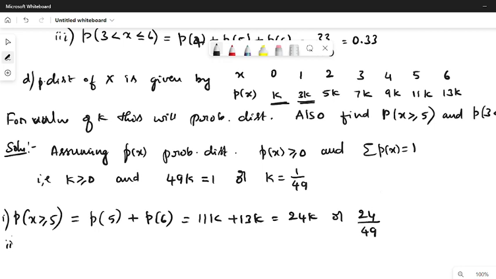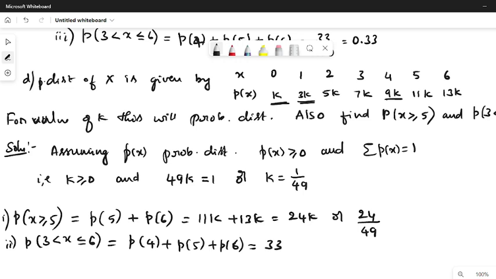Next, P of 3 strictly less than x less than or equal to 6 is equal to P of 4 plus P of 5 plus P of 6. P of 5 plus P of 6 we have already computed. It is 24k plus P of 4, 24k plus 9k, 33k, or 33 by 49. Okay, so this completes the solution of the last problem.